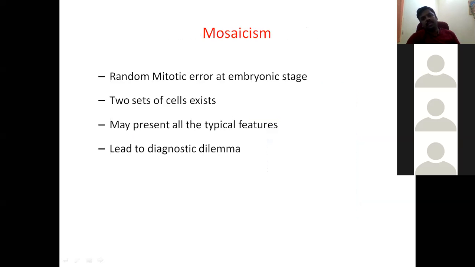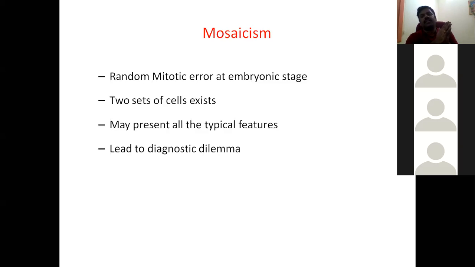Then we'll go into mosaicism. Mosaicism means there is a random mitotic error at the embryonic stage. While the cells divide at the embryonic stage, randomly one cell divides with an extra 21 chromosome. Here it is a mitotic error, not a meiotic error. So you will have two sets of cells: one set will have normal chromosomes and one set will have trisomy 21.